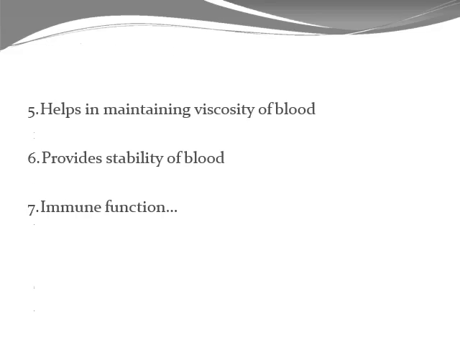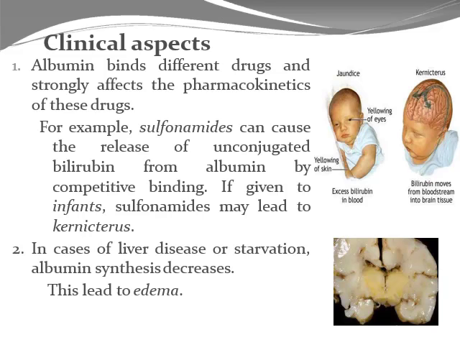Number 5 helps to maintain the blood viscosity, that is the stickiness of the blood. Number 6 provides stability to the blood. Number 7 helps with immune function. Now let's check out some clinical aspects in regards to albumin.